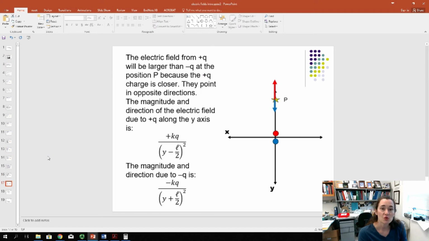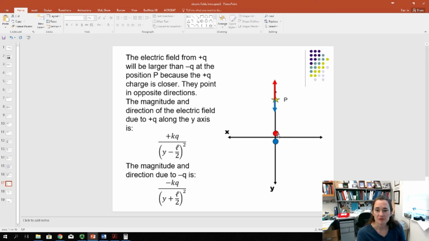Okay, so what I like to do here is first draw my electric field vectors at the point in question. At the point P, I've drawn a red arrow indicating the electric field from the positive charge at point P, and I've drawn a blue arrow indicating the electric field from the negative charge at point P. Remember that the field lines are going to point away from positive charges and towards negative charges. And that means that my red arrow is up and my blue arrow is down.